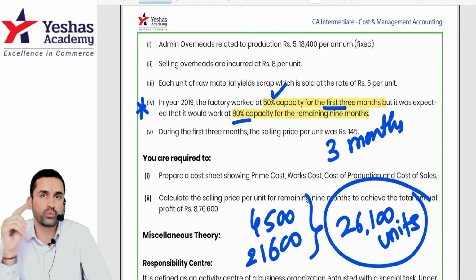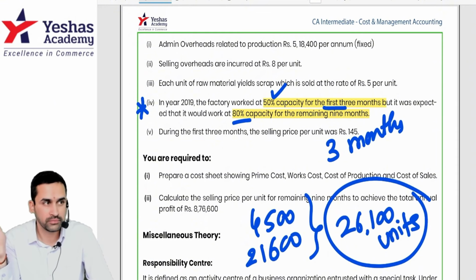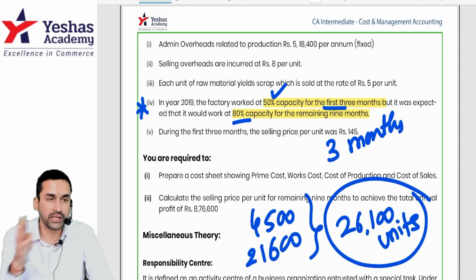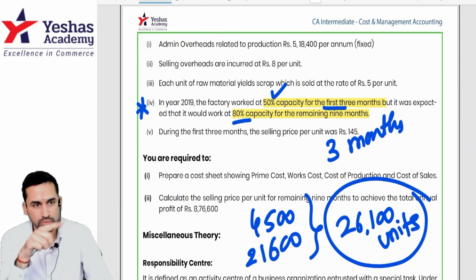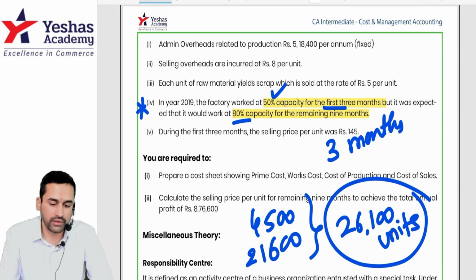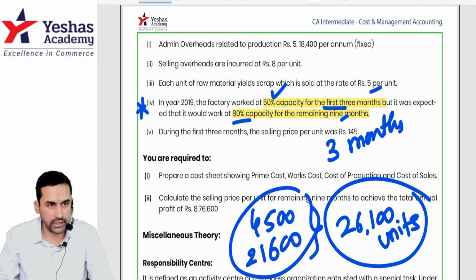Sometimes they'll give you a sentence like this: for first half of the year, they're talking about 6 months, next half of the year. Here, sometimes they can say first quarter, next 3 quarters. Quarter is 3 months, so this is three, and here they have clearly mentioned. Done. This will be our working note later.